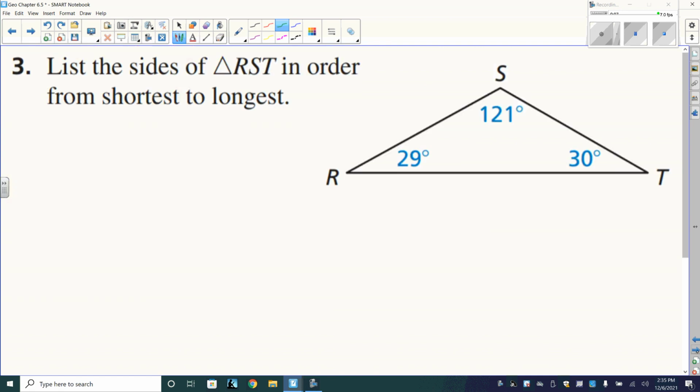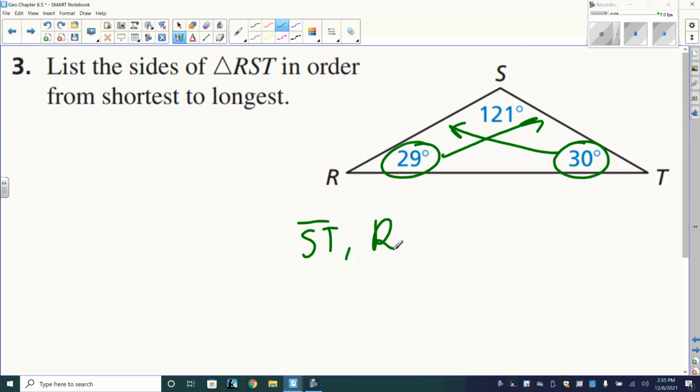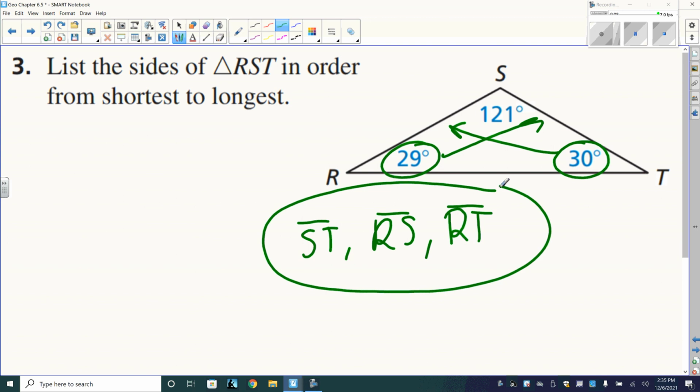All right. We'll look at this one here and then we'll move on to the next part. Well, 29 is the smallest angle. So that means ST is the smallest side. RS would be the middle because 30 degrees is between 29 and 121. RT would be the longest. And because we're talking about the line segments, we'll need the symbols above each one for line segments. Any questions on any of this here? All right.